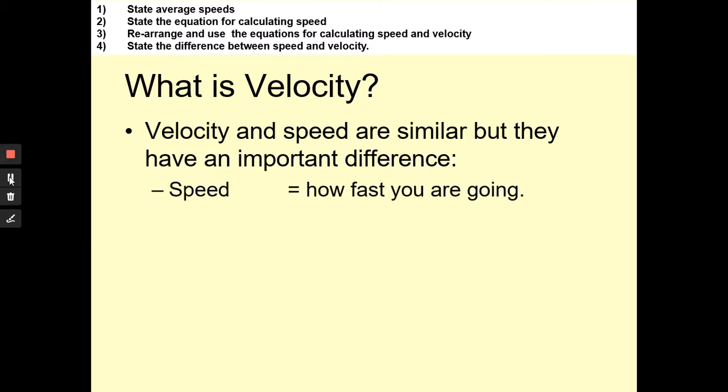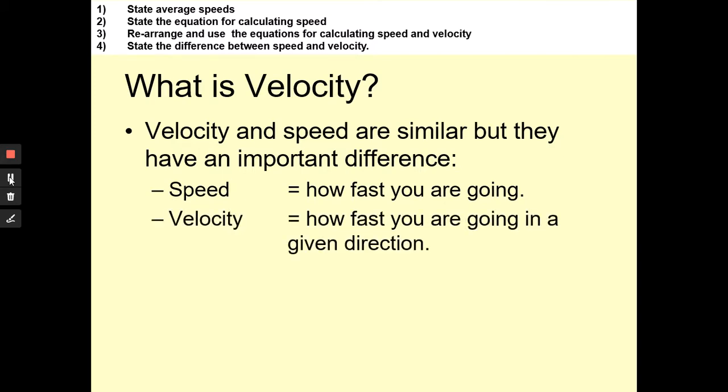But speed is simply how fast you're going. And so speed is a scalar measurement. All we're interested in is the value. We're not interested in a direction. Whereas velocity is how fast you're going in a given direction. And so if we're quoting a velocity, it needs a unit of speed, but also a direction.